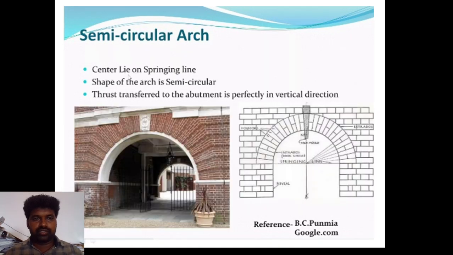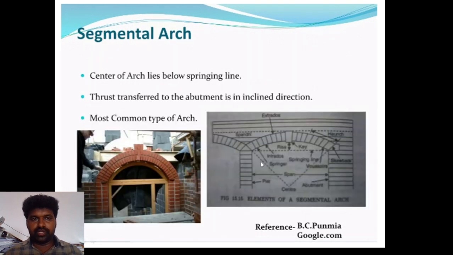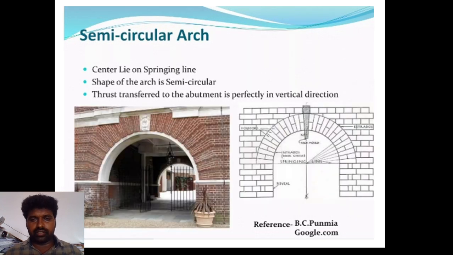And the semicircular arch. The center lies on the springing line. The shape of the arch is a semicircle. Thrust transfer to the abutment is preferably only in the vertical direction. So the difference is that for the segmental arch, the thrust transferred to the abutment is in an inclined direction, and for the semicircular arch, the thrust is transferred in the vertical direction.